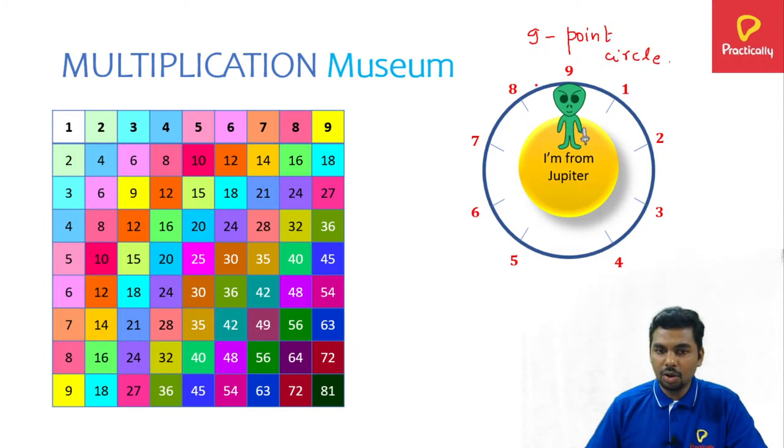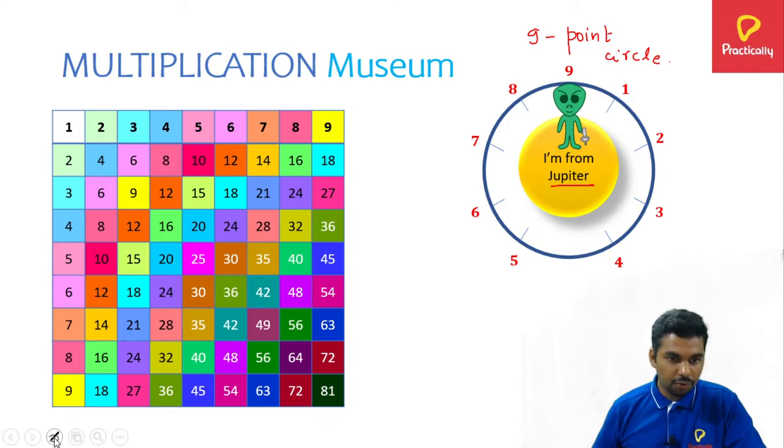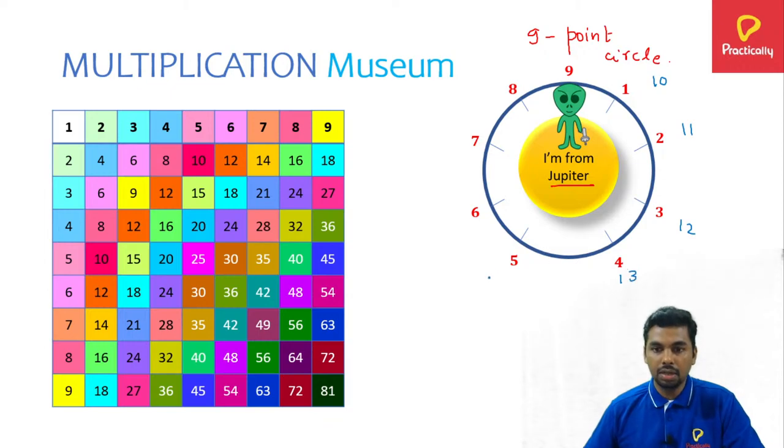Okay, I'll just talk about it in brief. The 9-point circle is something like a clock which has only 9 hour hands. You can imagine that there is a clock on the planet Jupiter where only 9 hours are there. How do you fill these hands? You can fill it very easily. These are all revision of what we have already dealt with. We already have numbers till 9. So 10 you can write here, 11 is here, 12 is here, 13, 14, 15, 16, 17.